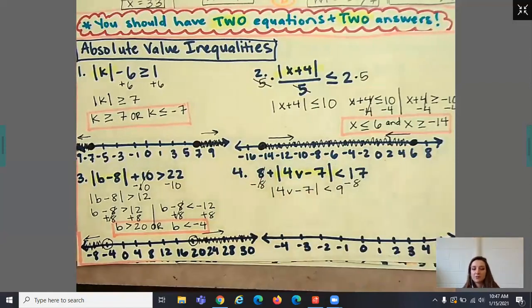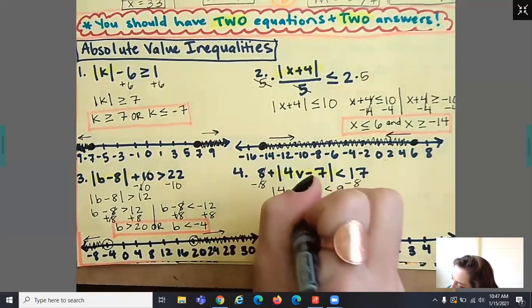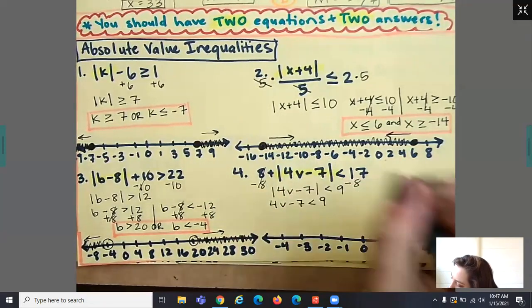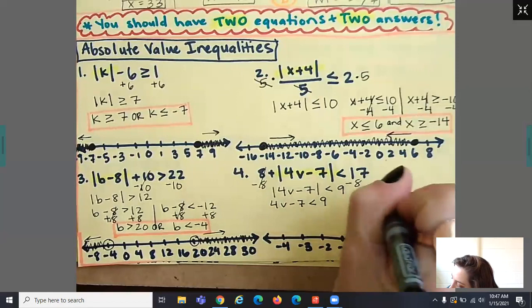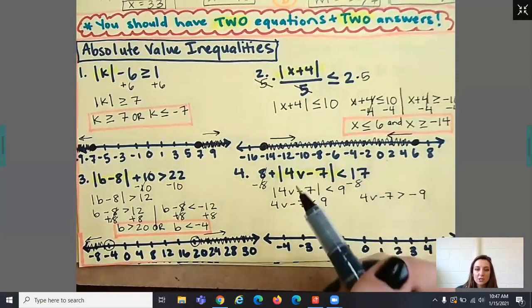Now we do have our absolute value sign by itself, so we can drop our absolute value and make our two equations. The first one, 4b minus 7 is less than 9. And then our second one, 4b minus 7 is greater than negative 9. Okay, now we're solving in both situations.